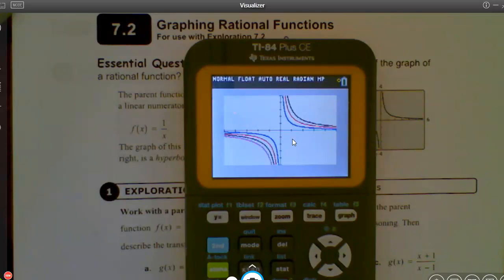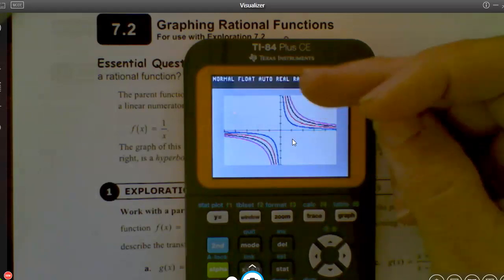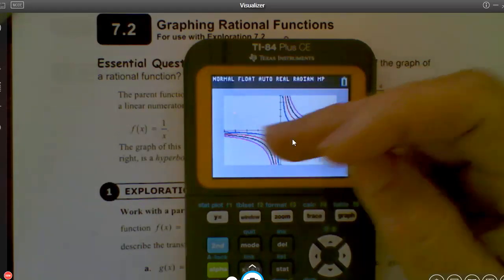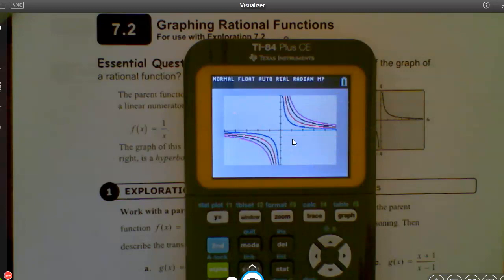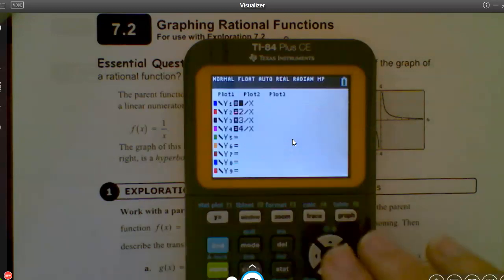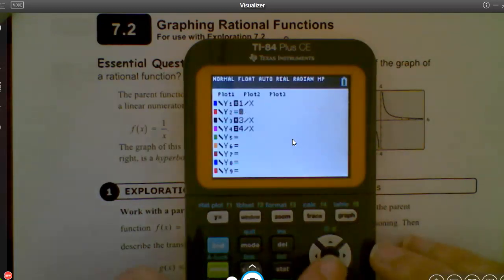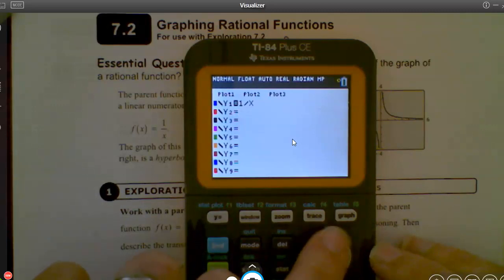So as far as your graphs are concerned, when you're graphing the parent function, don't worry too much about the number on top. We're just looking for kind of a rough sketch, one in that quadrant and one in that quadrant for these guys. The one thing that will matter is whether the top or the bottom is negative.